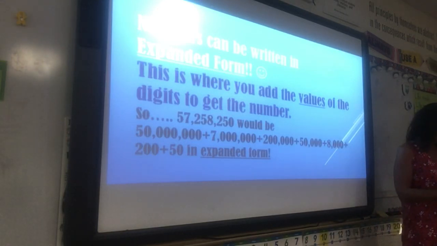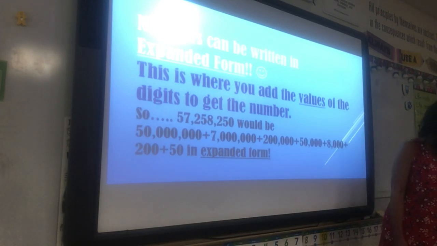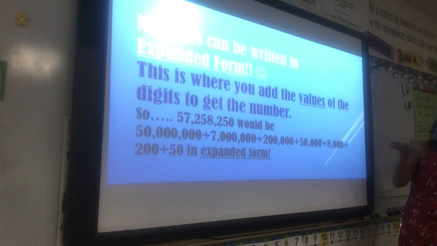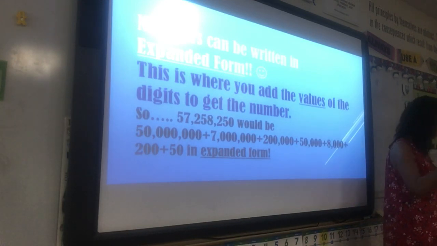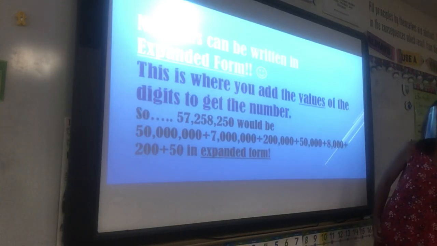And then we'll do a couple of these. And the only one you need to write down is this one. And then just put expanded form. Wait, is it plus 8,000? Yeah, it's plus the whole way. So 50 million plus 7 million plus 200,000 plus 50,000 plus 8,000 plus 200 plus 50. So that would be expanded form. This is basically taking a number and expanding it out, adding all of its values together.